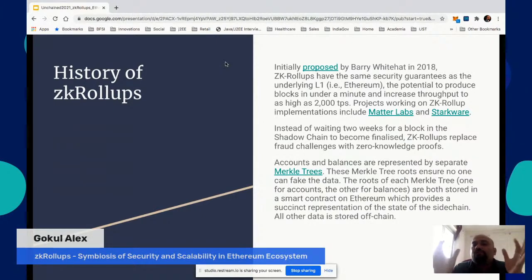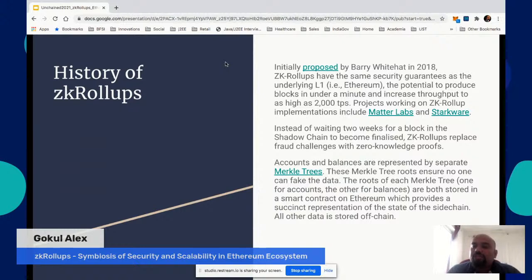Instead of waiting for 2 weeks for the blocks in the sidechain to be finalized, ZK rollups replace fraud challenges with zero knowledge proofs, and hence provide instant finality. Accounts and balances are represented by separate Merkle trees. This is important to understand. I hope all of you are familiar with the concept of a Merkle tree, which is the basic data structure of a blockchain. Here in ZK rollup, we construct two different Merkle trees: one Merkle tree for accounts and another Merkle tree for balances.